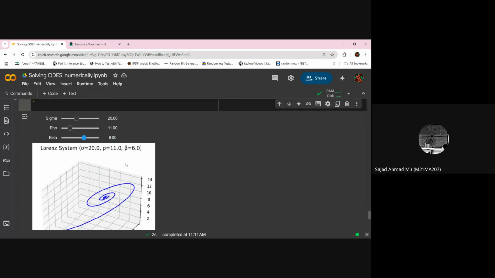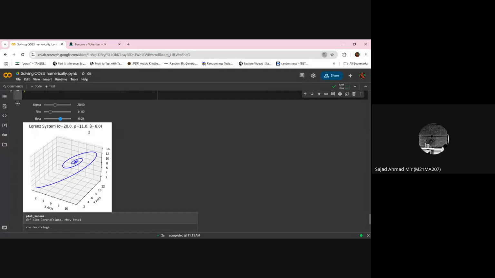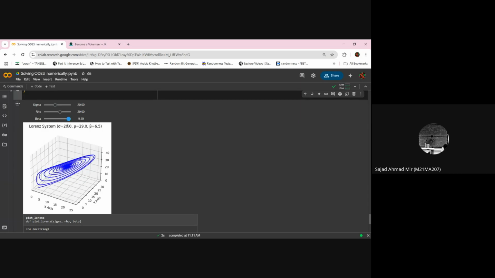Clear? Yes. So you can write the code from scratch, or you can use the code I have written, and you can play with this dynamical system, or with some other highly nonlinear systems, to see how they are evolving with time.